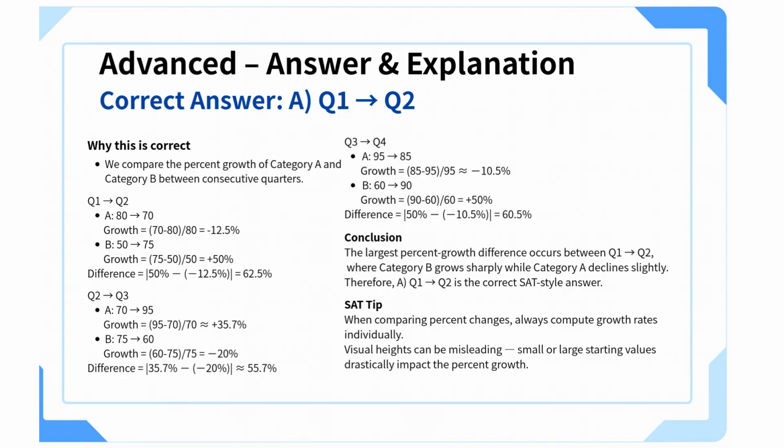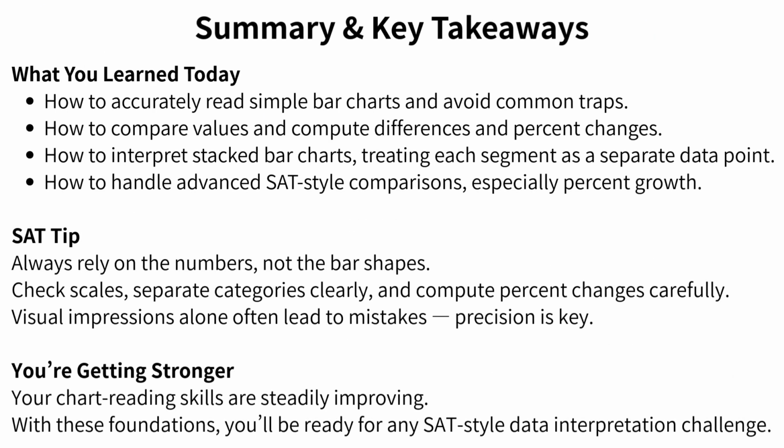Comparing all three, the largest difference occurs from Q1 to Q2, where Category B jumps sharply while Category A decreases. Therefore, the correct answer is A, Q1 to Q2. Great work finishing this lesson.